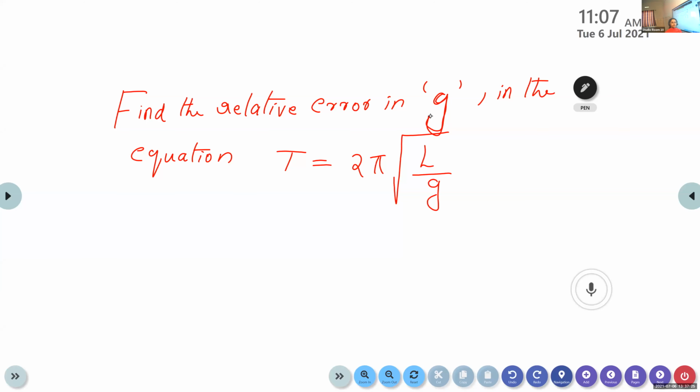Are you familiar with this equation? This equation T is equal to 2 pi root of L by g is used to calculate the time period of a pendulum. As in the lab activity, you use this formula to calculate the time period of a simple pendulum, the oscillation of a pendulum. And here we want to calculate the relative error of this term g. How can we calculate the relative error of g?